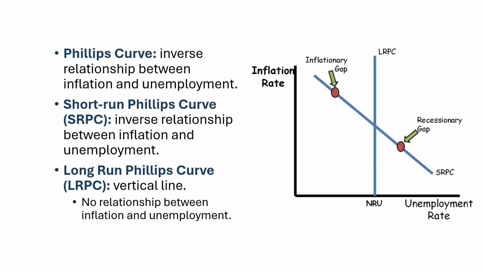The Phillips curve shows the inverse relationship between inflation and unemployment. If inflation goes down, unemployment goes up. The short-run Phillips curve shows this inverse relationship, while the long-run Phillips curve is a vertical line. There's no relationship between inflation and unemployment, because in the long run, inflation and price level do not matter.